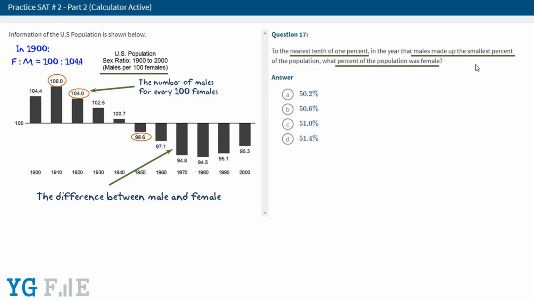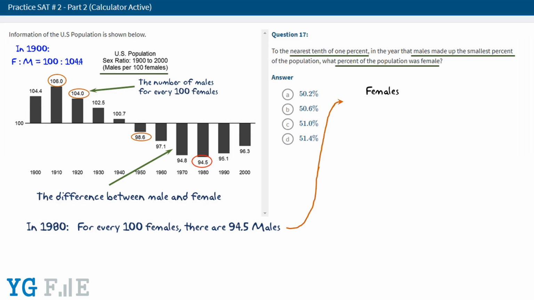Since we want the smallest percent of males, the difference between male and female population should be the highest, or we should have the highest negative difference. Therefore, the year that we will use is 1980, because in this year we have the longest downward bar. In 1980 the number of males for every 100 females is 94.5. So the ratio of females to males in this year is 100 to 94.5.